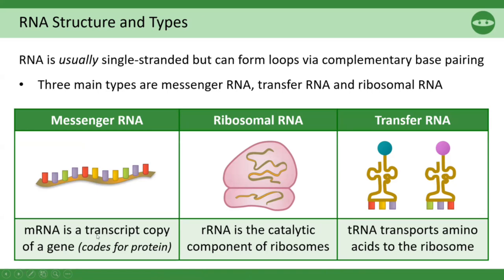The messenger RNA is a transcript copy of a gene that codes for protein, while ribosomal RNA is a catalytic component of ribosomes that has a role in translation, and tRNA transports amino acids to the ribosomes.